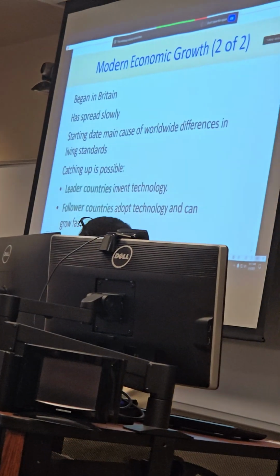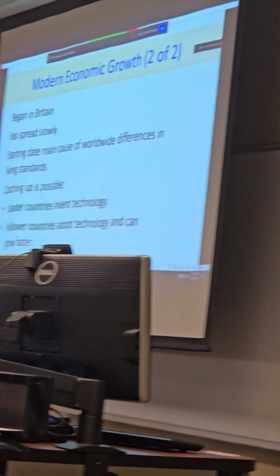Okay. This modern economic growth started first, like I said, in Great Britain, then moved to other parts of Europe, like France, Germany, and then moved to the United States, and you have Australia, Canada. It's not like all countries experienced modern economic growth at the same time, but it spread over time to other countries. Then you see here, it began in Great Britain, and then has spread slowly in Europe, America, Canada, and so on.